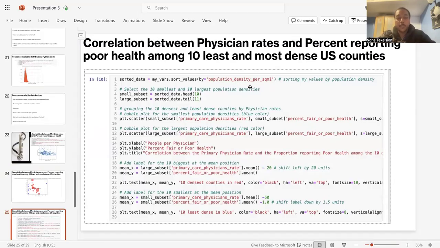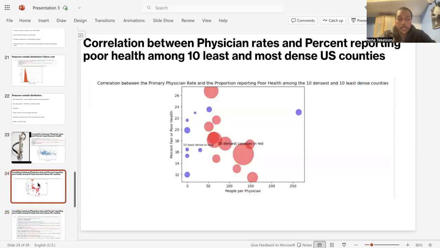Then the tail and head are me taking from the tail, 10 or 11 biggest, from the head, 10 or 11 smallest. That's what dot head and dot tail are telling me. I use the scatter plot function as usual, but I include the bubble plot here.